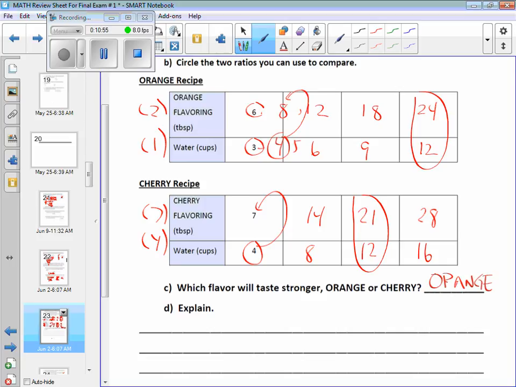24 is going to taste stronger than 21, and you need to explain that to get full credit. You can't just say that orange flavoring is going to be stronger because it has 24 tablespoons. You have to mention that the water is the same in both recipes, and when they're the same, it's the recipe that has more flavoring.